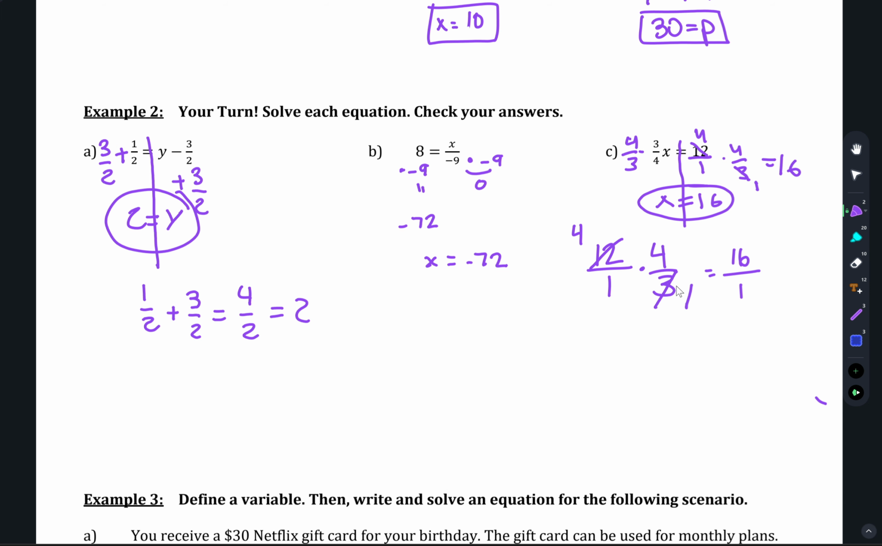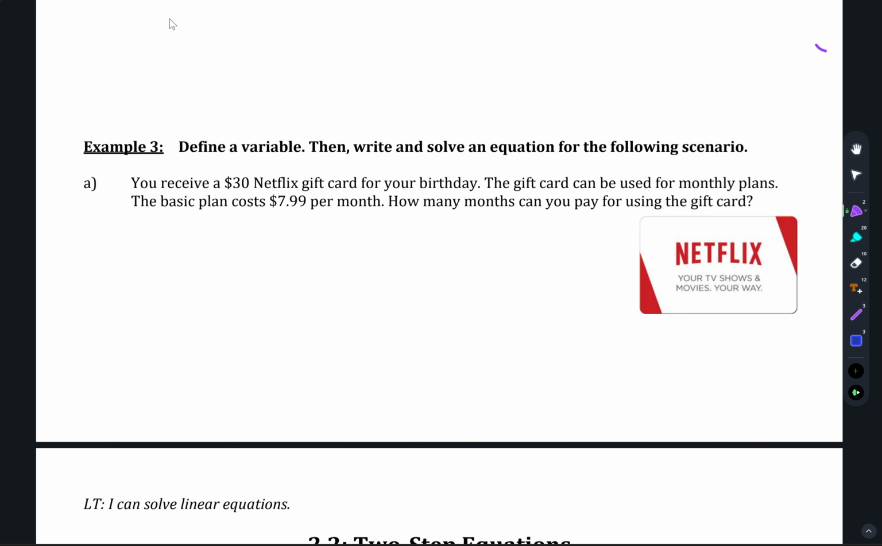All right. So, example 3. Define a variable, then write and solve an equation for the following scenario. Word problems. We got to make sure we're following directions. The number one thing I see us forget all the time is this define a variable part. So let's read this thing. You receive a $30 Netflix gift card for your birthday. The gift card can be used for monthly plans. The basic plan costs $7.99 per month. How many months can you pay for using the gift card?